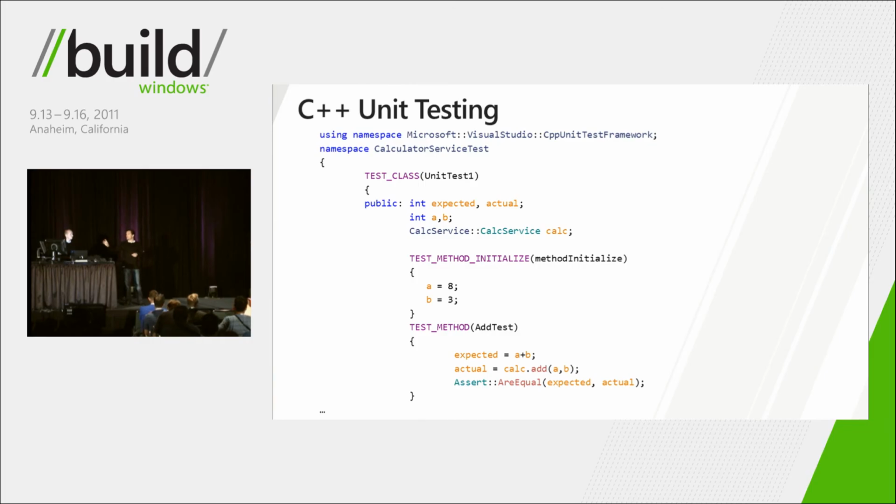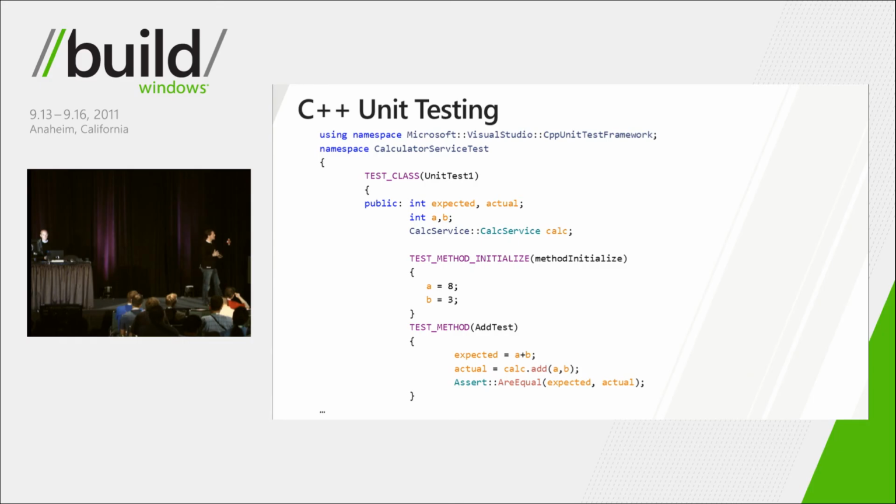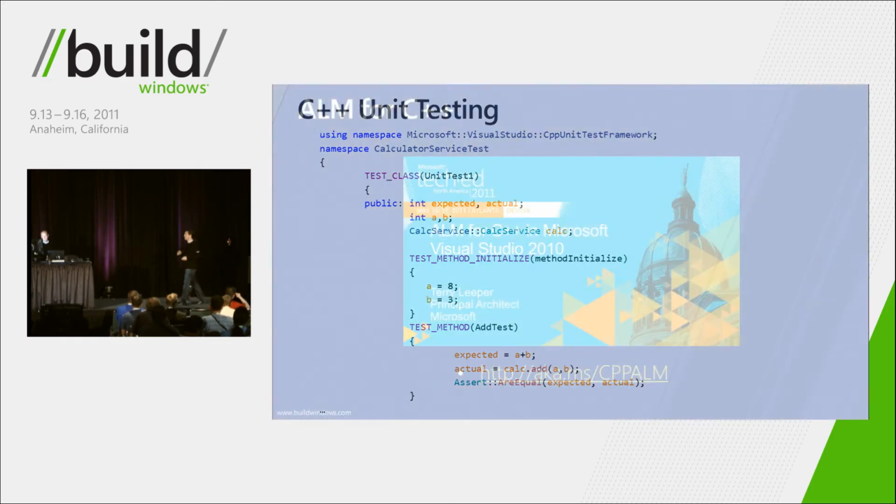Jason showed this a little bit. I wanted to show a quick look at what a C++ unit test looks like. That's coming in Visual Studio 11. That's C++. It's not managed C++. This is straight C++ with all the macro magic there.